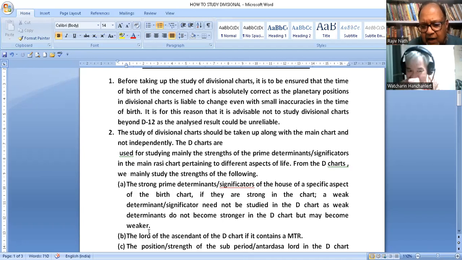So the crux of what I'm saying here is, if a planet that is a determinant of any matter, let alone marriage, for any matter, determinant or significator is strong in the main chart, then it is absolutely imperative that we study the relevant D chart. If it is already weak, forget it. If it is already weak in the main chart, it can become weaker in the D chart. It can never become stronger. A planet will not gain strength from the D chart. It can only lose strength.